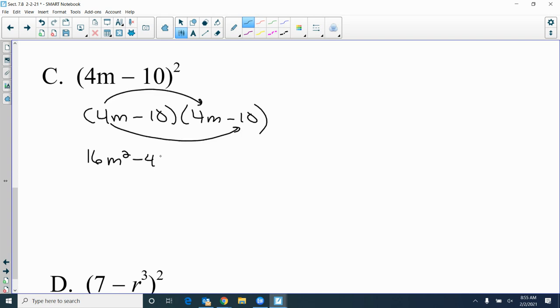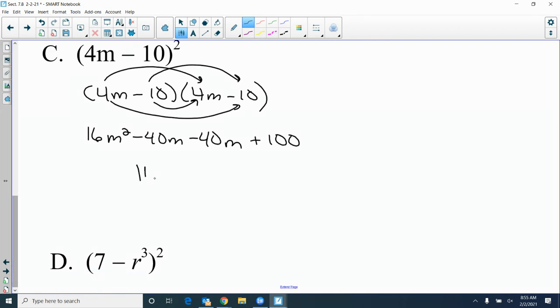And then you're going to go to negative 10, and negative 10 times 4m would be negative 40m again. And then negative 10 times negative 10 would be 100. Make sure you make it plus 100. All right, so you got 16m squared minus 40m minus 40m plus 100, and that gives me 16m squared minus 80m plus 100. Okay, that's it. Done.